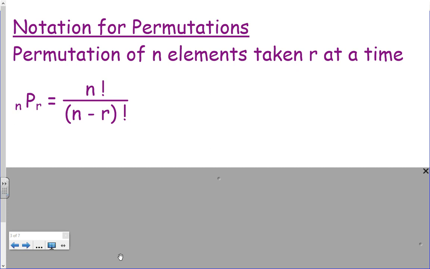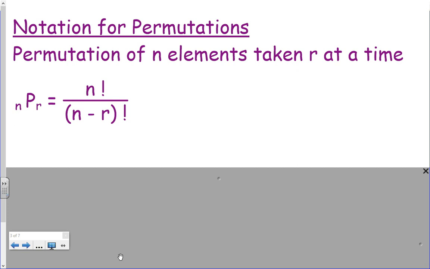So n objects total to pick from. You're only going to pick r of them, and you're arranging those. So here's how you can calculate that. First of all, we'll name this nPr. We'll use subscripts for n and r here. Little n, p, and then little r is equal to n factorial divided by n minus r factorial.